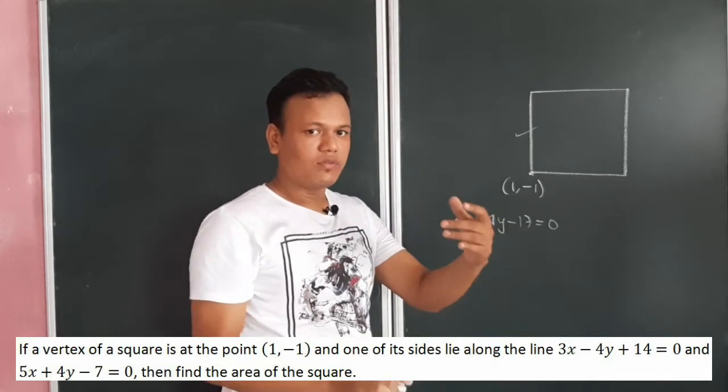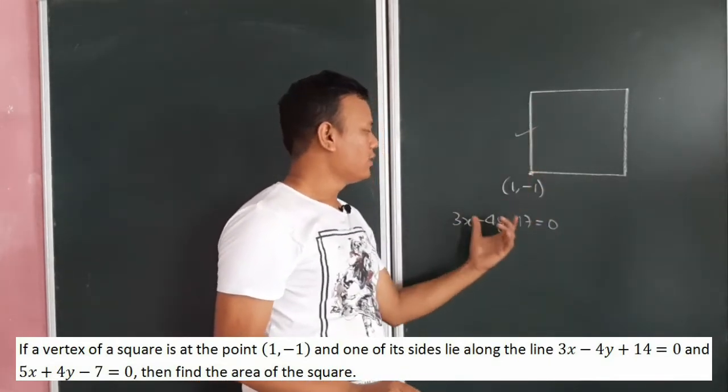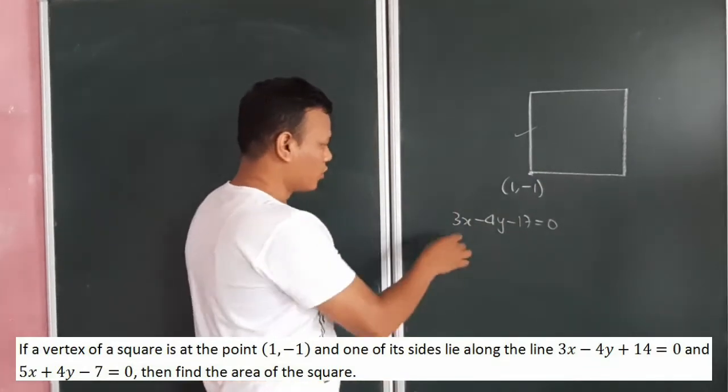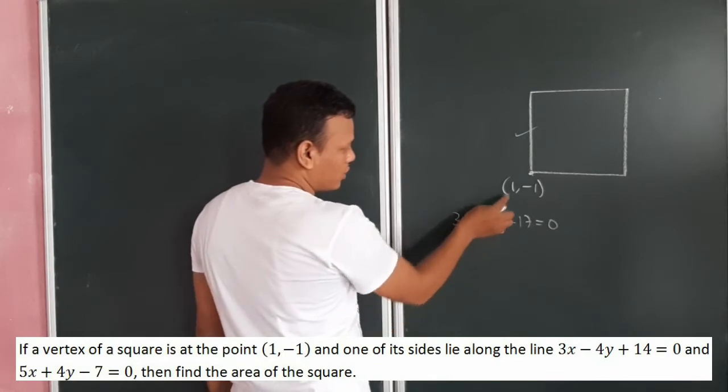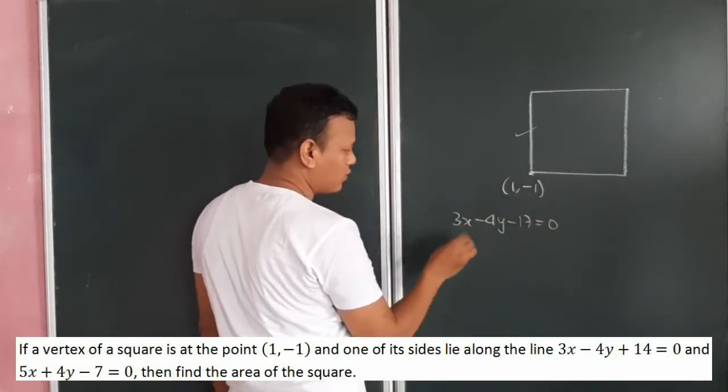Yes, so if 1 comma minus 1 lies on this, then this equation must be satisfied. Okay, so let's check whether it lies or not. Let us put the value of x to be 1 and the value of y to be minus 1, and we should get 0. Let's see whether we get 0 or not.